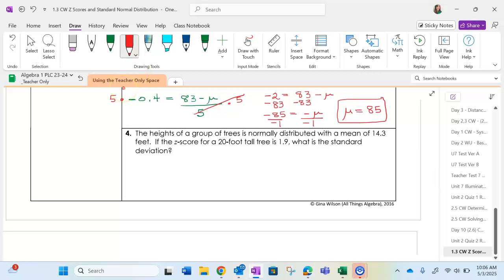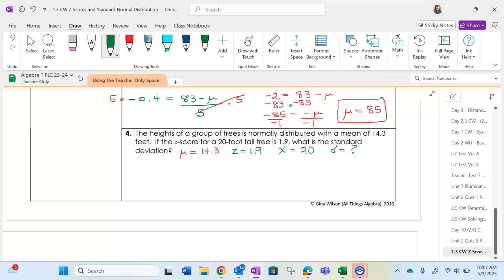The heights of a group of trees are normally distributed with a mean of 14.3. I'm going to go back to green. The z-score for a 20-foot tree is 1.9. My data value is the 20-foot tree. I need to find the standard deviation. Don't know it.